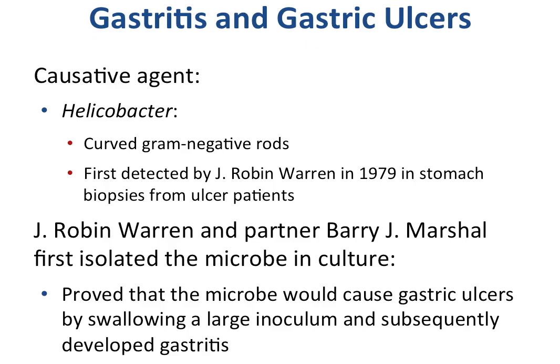Gastritis and gastric ulcer are induced by Helicobacter. This is a curved gram-negative rod, and this bacteria was detected by John Robin Warren in 1979. Dr. Warren got the Nobel Prize based on his discovery of this bacteria.